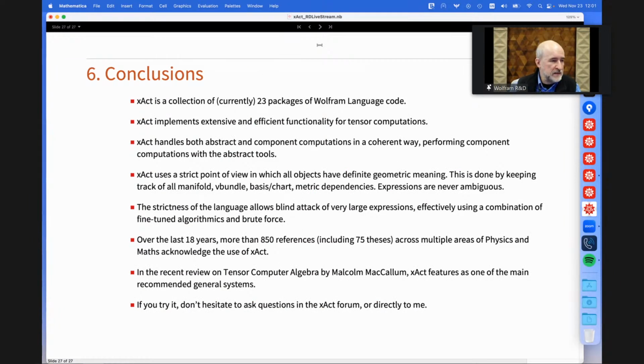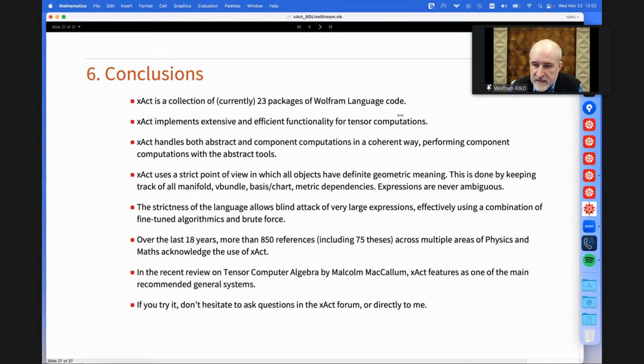Okay, and let me finish in the last few minutes I have. So xAct is a collection of currently 23 packages of Wolfram language code. It implements extensive and very efficient functionality for tensor computations. It handles both abstract computations and component computations in a coherent way, performing, when it's possible, component computations with the abstract tools, which makes the linking of them much more powerful and easy.